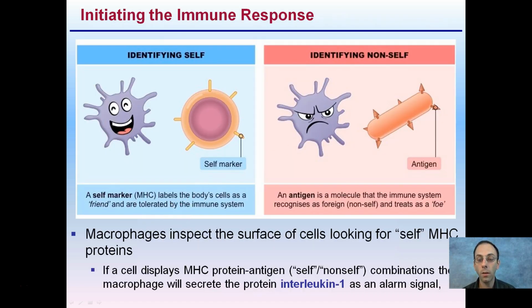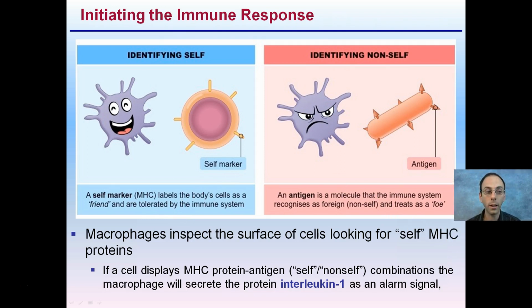So the first part is the body needs to be able to identify cells as friend or as foe. It does that with self-MHC markers located on the cell surface. In this case, these markers indicate self and indicate to the immune system that these cells were naturally made and are part of the body. However, in this case, we notice this is a non-self or a foe marker. These antigens are different or foreign. They don't match the host cell markers. As a result, this would initiate an immune response.